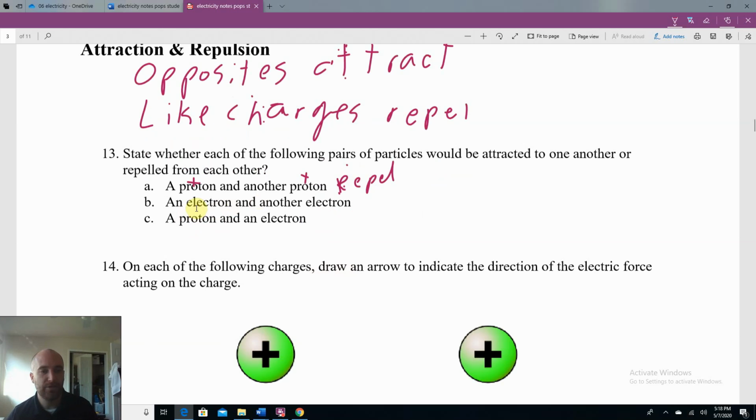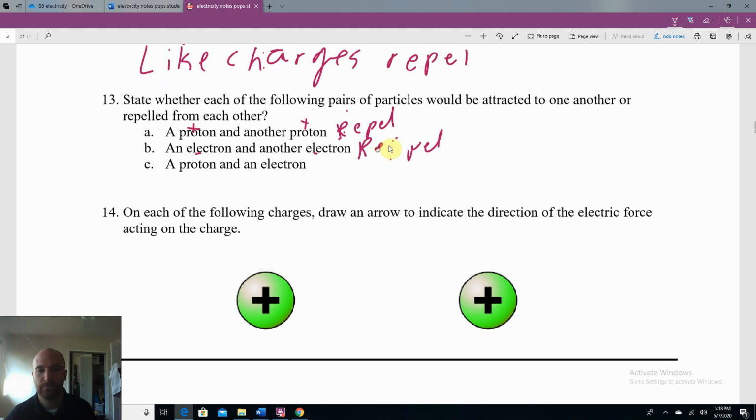An electron and another electron. Well, electrons are negative. These are both negative. And like charges, meaning they're both the same, they're both negative, will repel each other. So again, two electrons, if you place them near each other, are going to push away from each other. They're going to separate. A proton and an electron. Well, one's positive, the other's negative. Those are opposites, and so those will attract. So if you put a proton and an electron near each other, they will move towards each other. You're going to sort of feel this force of attraction smushing them together.